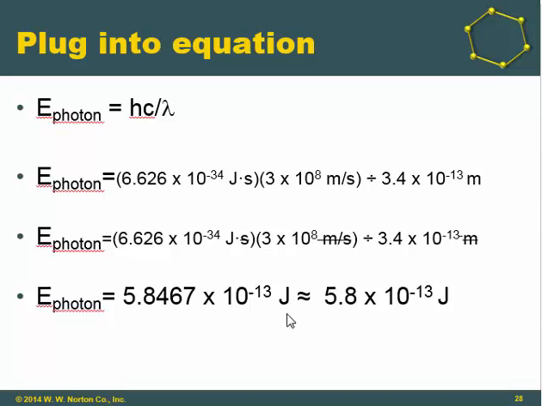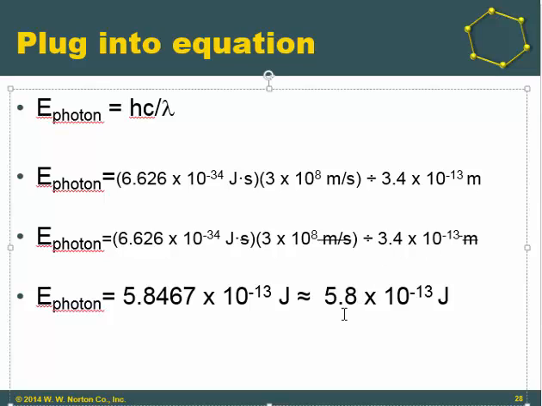Now, since I'm given 3 significant figures with my wavelength, no, I'm only given 2 significant figures with my wavelength. Sorry. I'm going to express my final answer with 2 significant figures. So my last allowable digit is the 8. I look to the right. My 4 is less than 5. So my 8 stays. And my final answer will be 5.8 times 10 to the negative 13th joule.